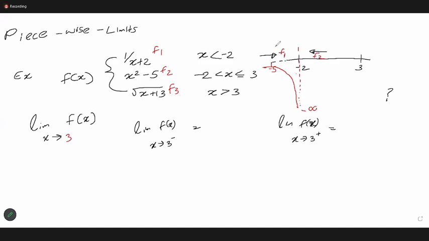So when you are coming from the left-hand side, you need to consider the function called f2. When you are coming from the right-hand side, you need to consider the function called f3.